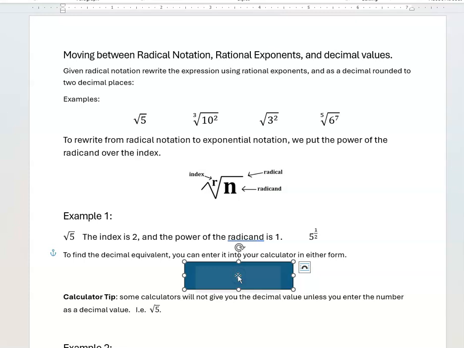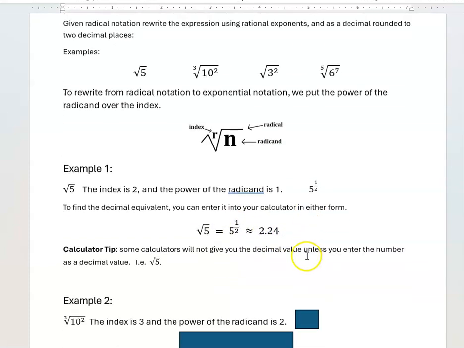And then we know that you can put either form into your calculator. The square root of 5 is the same as 5 to the 1/2 power, and that's going to be a decimal equivalent rounded to 2 places of 2.24. If you put the square root of 5 into some calculators, it's going to just give you back the square root of 5, because that's the most simplified form of that radical. But if you want the decimal, here's a little tip: put a decimal point after the 5 and it'll give you the decimal equivalent back. But you can also enter 5 to the 1/2 power and get the same answer. You might want to try doing both.